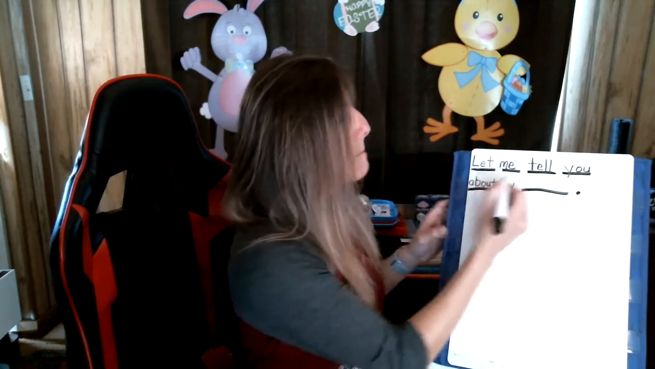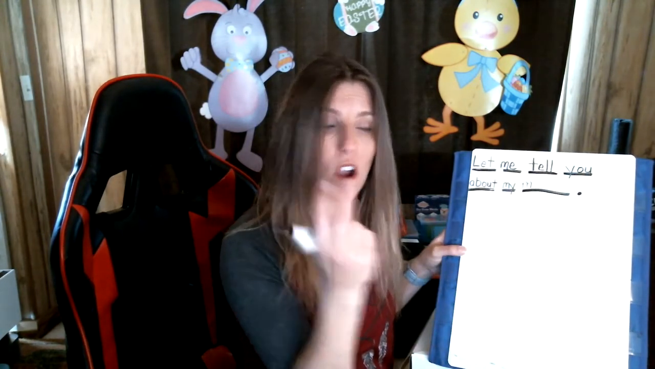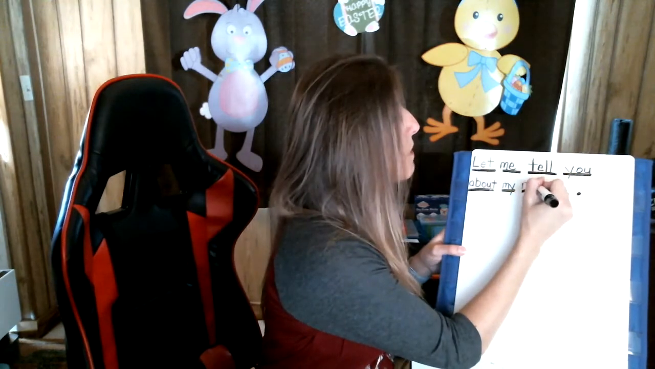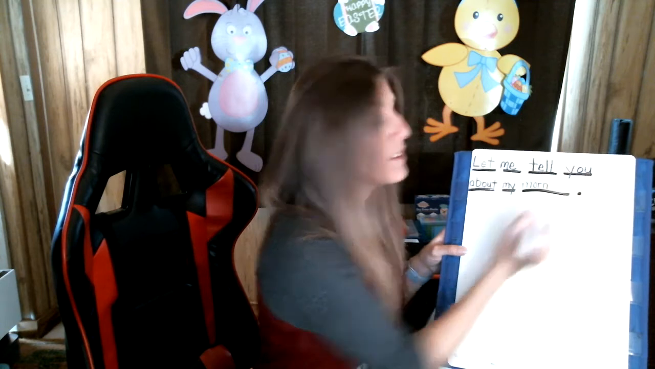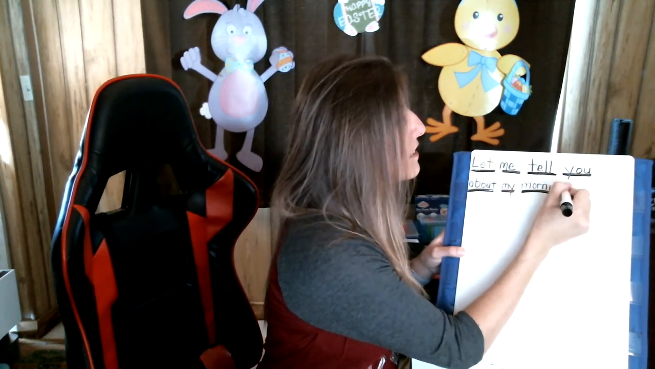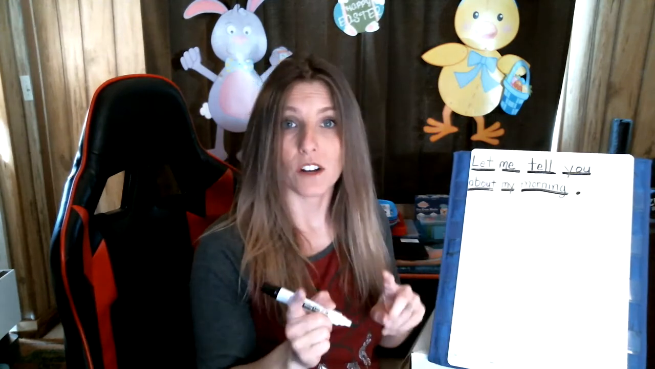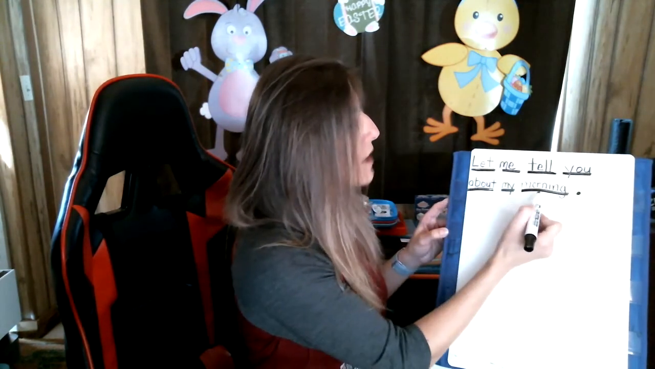Okay, so or, those are those two letters. Remember the O and the R, they make the or. Orn. N. And ing, I-N-G. Remember the king? He's the king of ing. I-N-G. Yay, so let's read our sentence. Let me tell you about my morning.